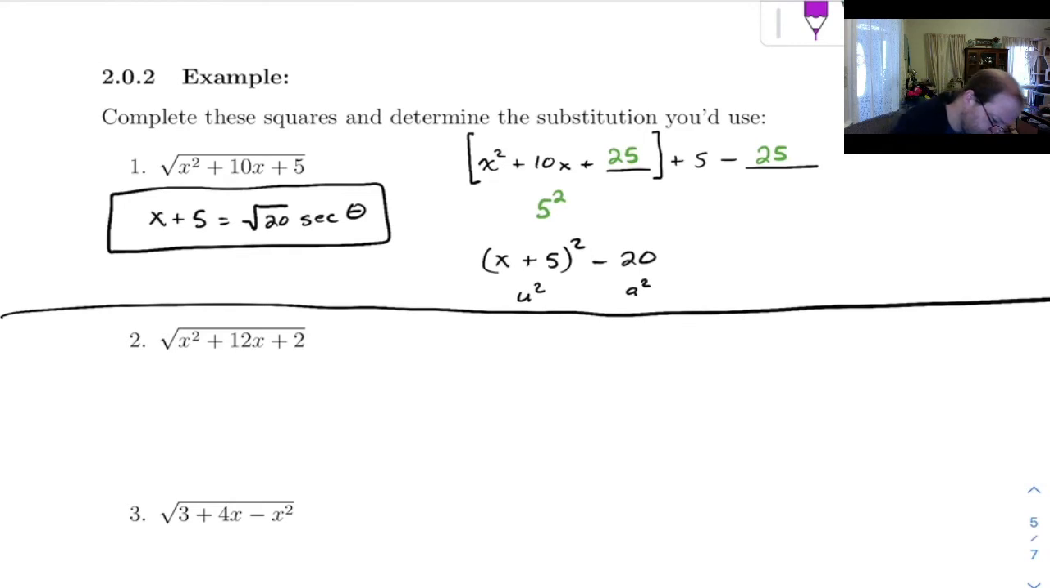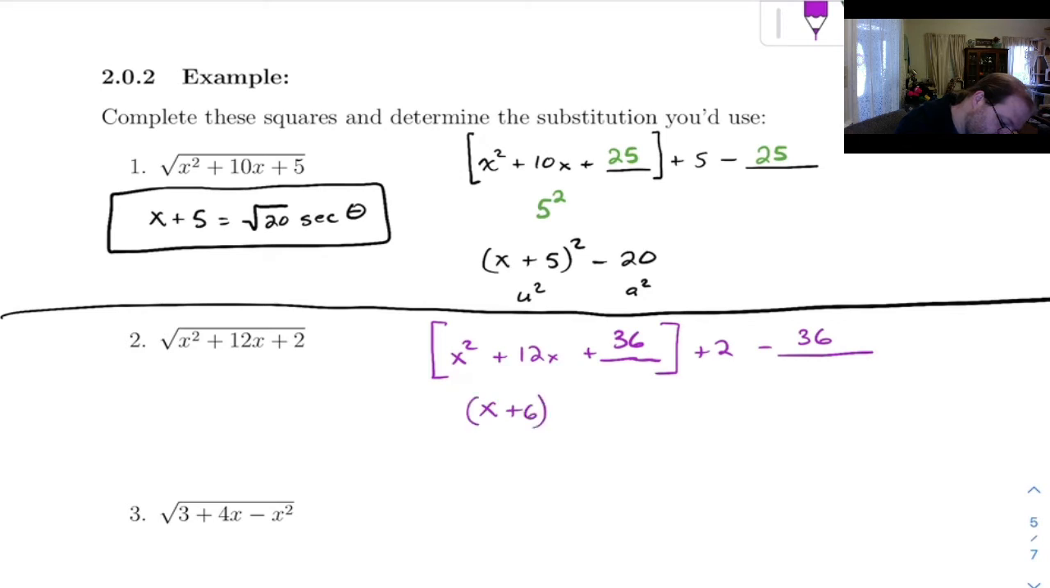x squared plus 12x plus 2. So you've got x squared plus 12x plus blank, plus 2 minus blank. All right, so take half of 12, you get 6. Square that, you get 36. So this bit over here turns into x plus 6 squared. And then this over here is minus 34.